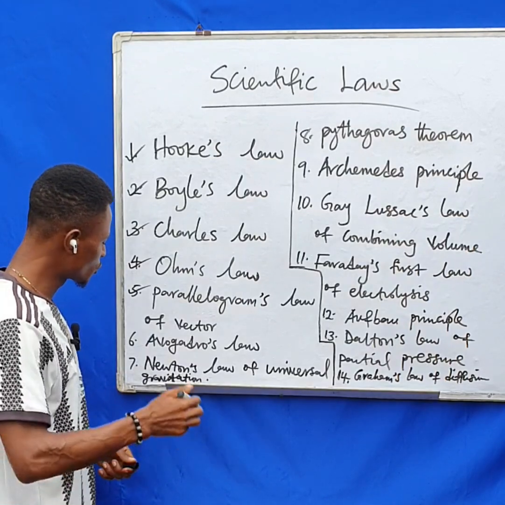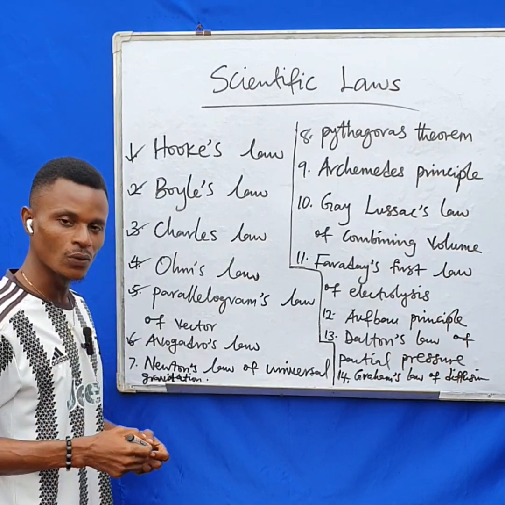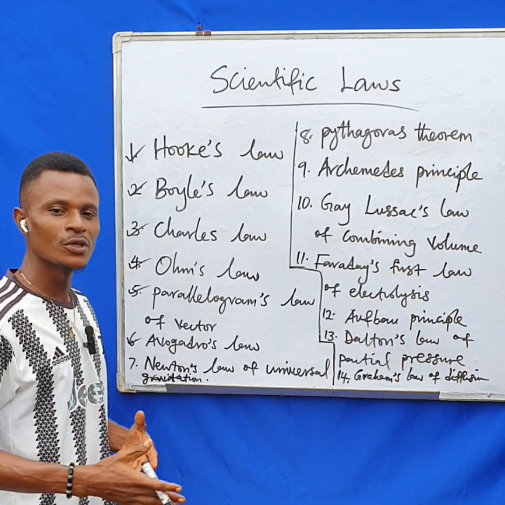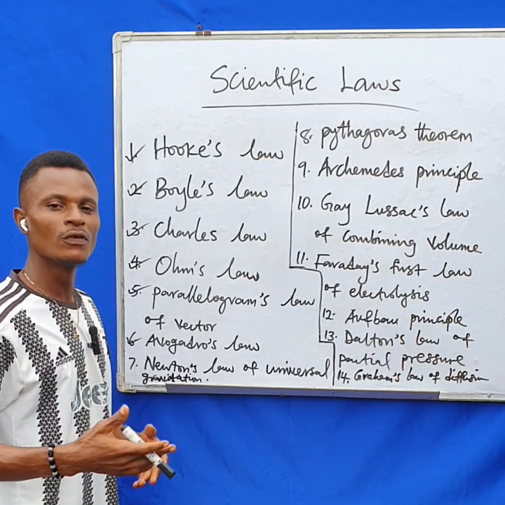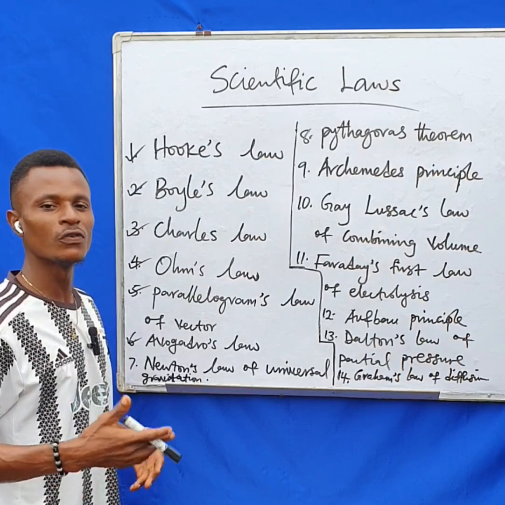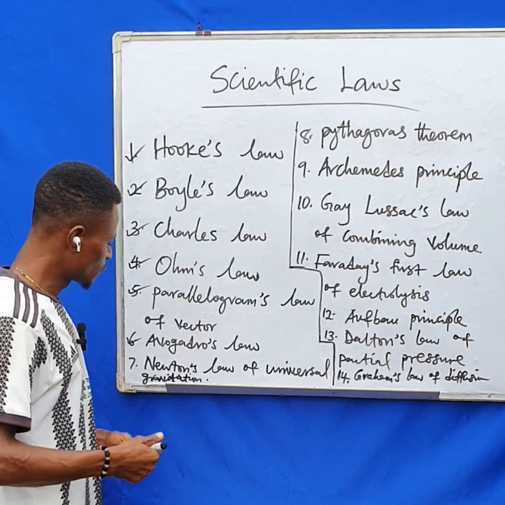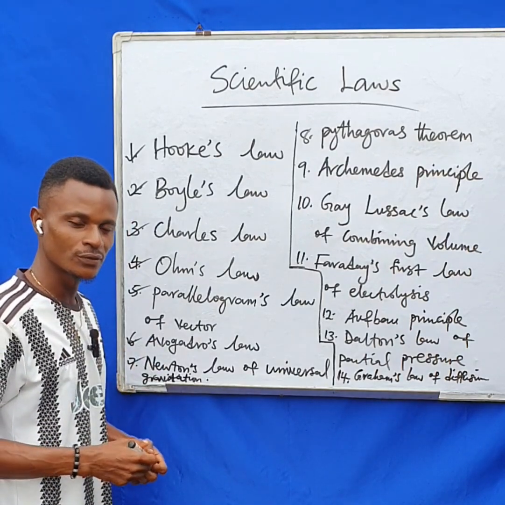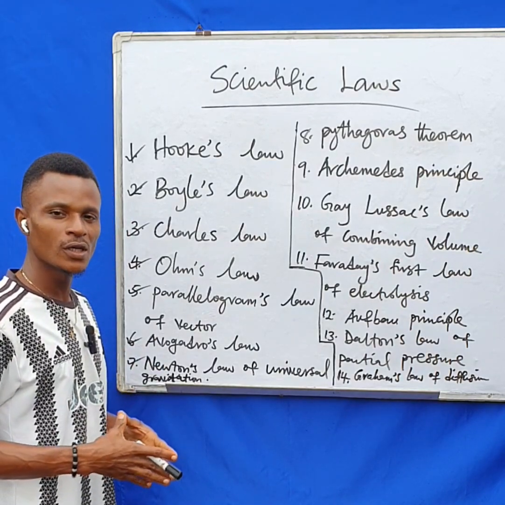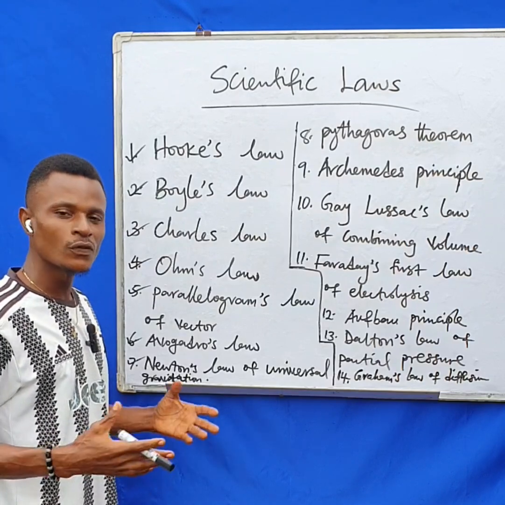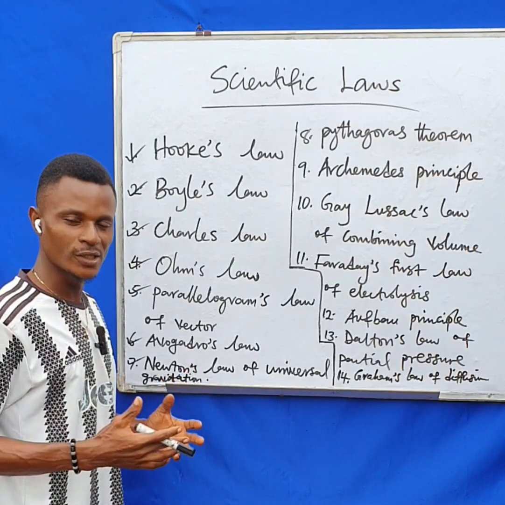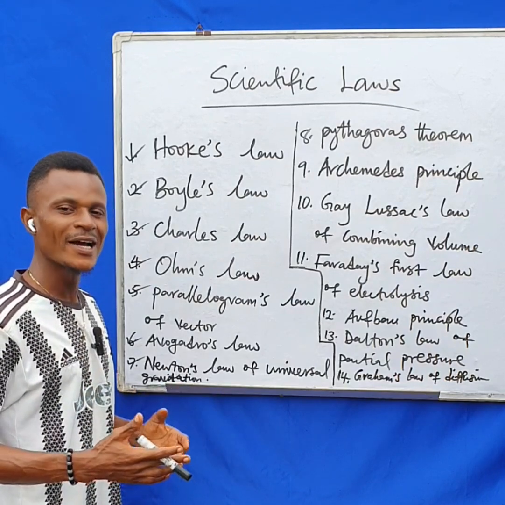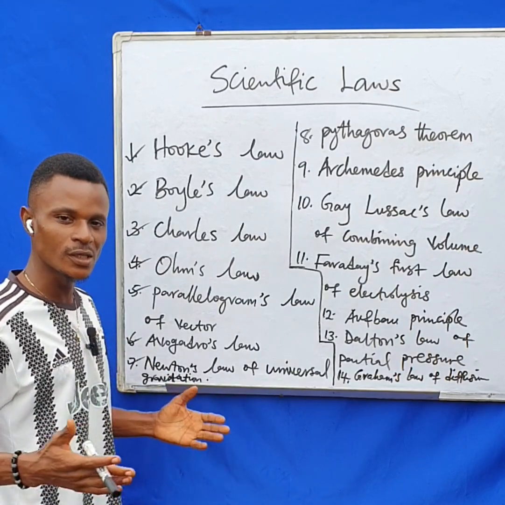Okay, and let's look at the next one, which is Avogadro's law. Avogadro's law states that at constant temperature and pressure, equal volume of all gases contain the same number of molecules. Next is Newton's law of universal gravitation. Newton's law of universal gravitation states that the force of attraction between two objects is directly proportional to the product of their masses and inversely proportional to the square of the distance between them.